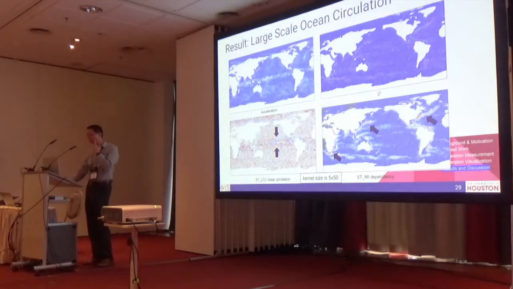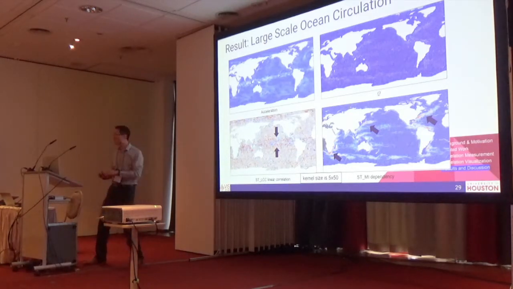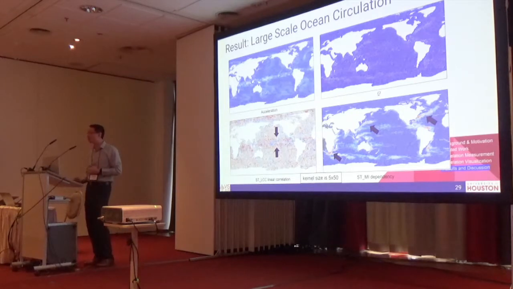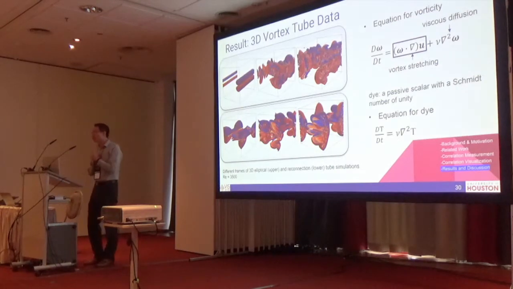So here's another data set for the global ocean. You can see STLCC highlights a band of strong eddies at the equator, while the mutual information tends to highlight strong offshore currents near the east coast of individual continents. All right, one final data set, I promise. We have more results in the paper, but I want to sample one more data set because this is new to the flow visualization community, so I want to bring this up.